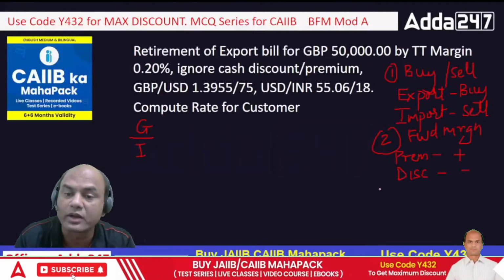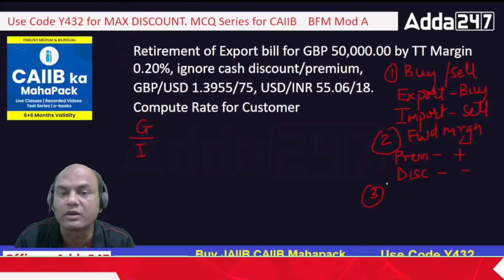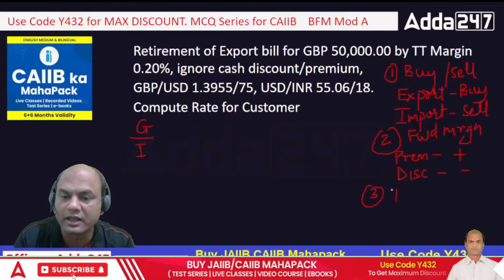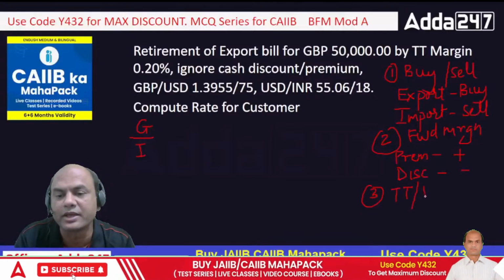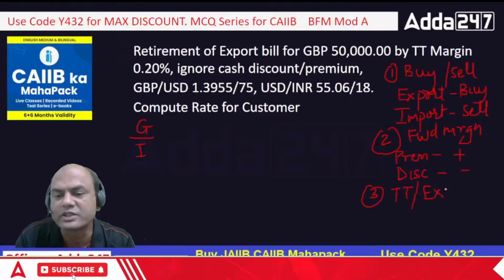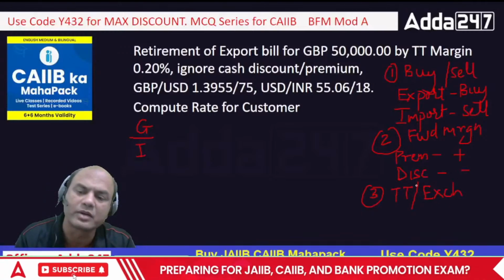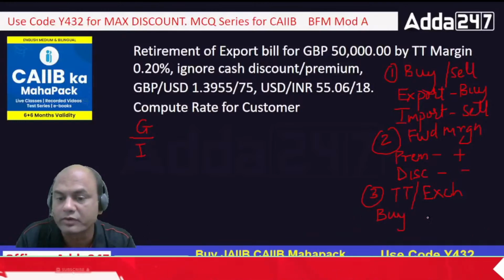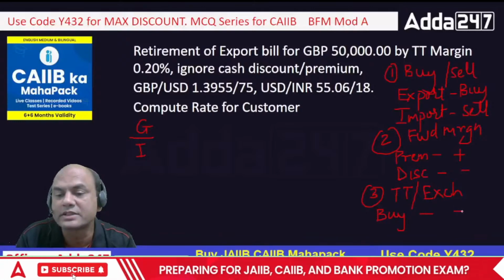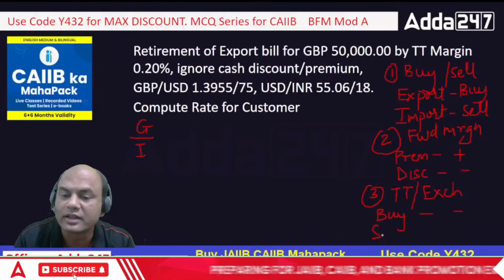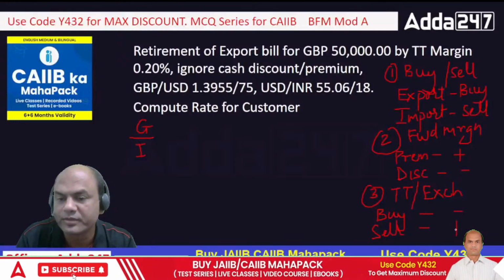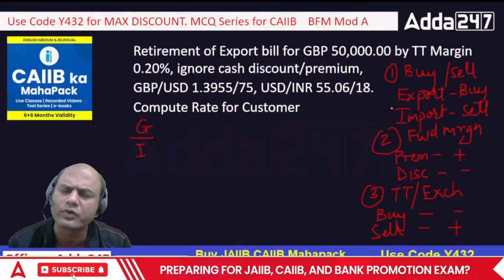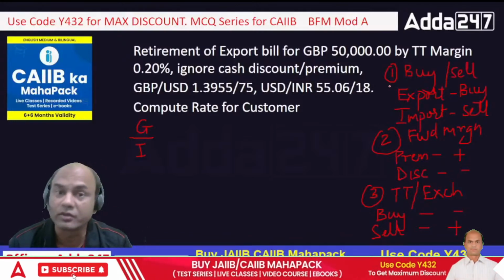Got it? And what is the third point? Third point is TT margin, or they call it exchange margin. TT or exchange, both mean one and the same. Exchange margin, what about that? If I am buying any currency, what will I do? I will subtract this margin. If I am selling the currency, then I will add the margin. Remember this. These are the 3 basics you have to follow in solving any forex problem. Never forget this.